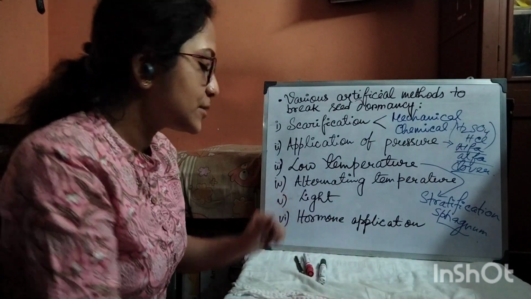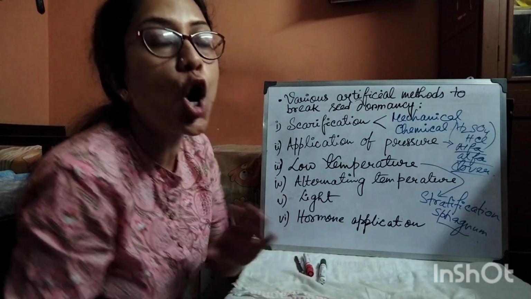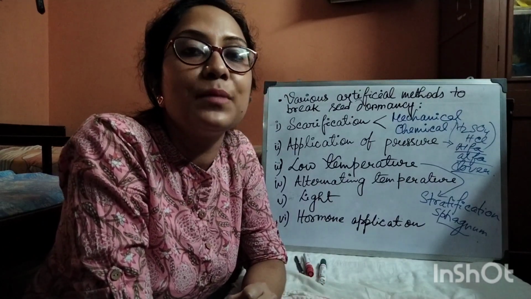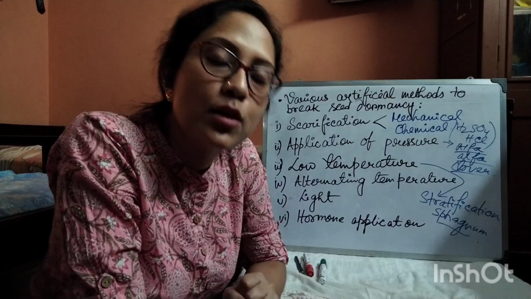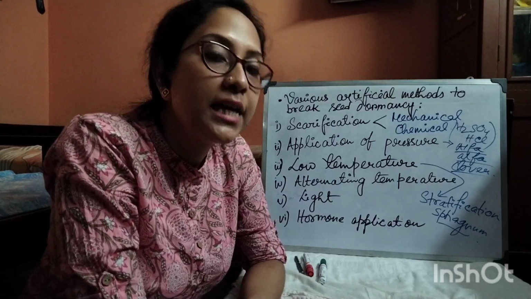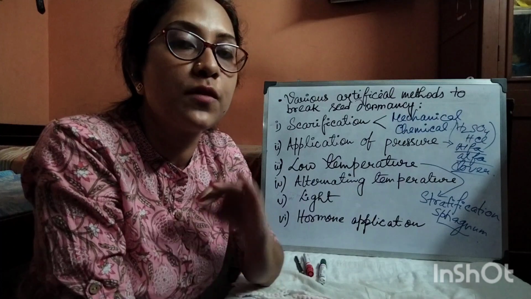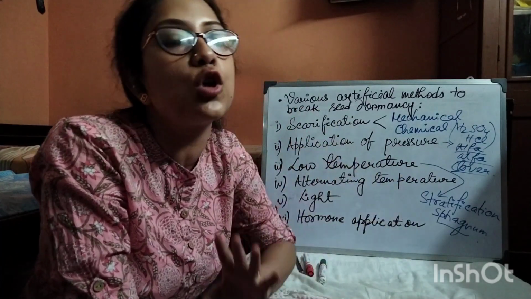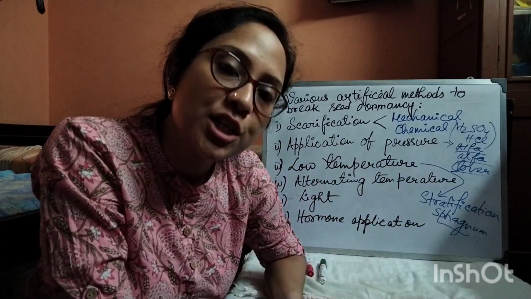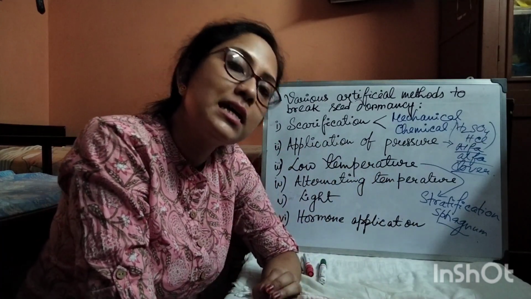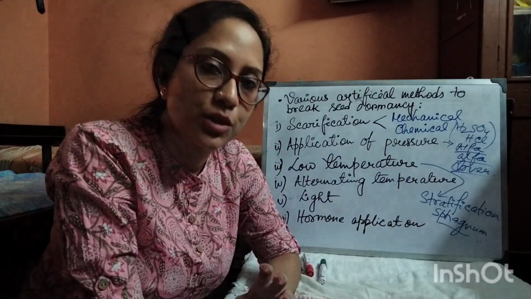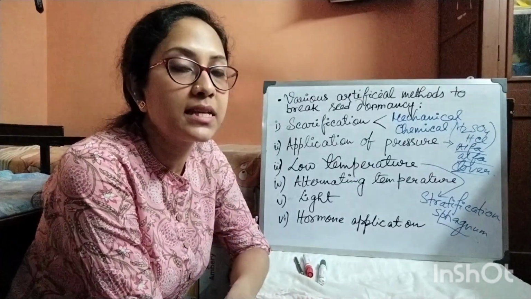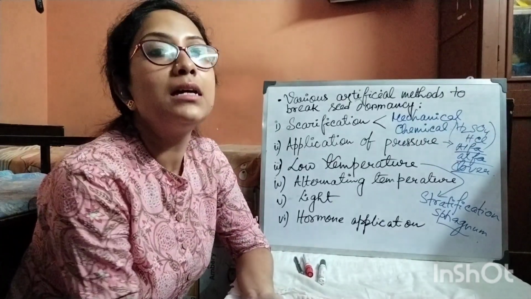The next portion is hormone application. We all know that cytokinin hormone is meant for cell division. Gibberellin hormone is meant for seed germination. If we artificially apply these hormones from outside to seeds which are unable to germinate or remain in a dormant state, then upon application of these hormones, the seeds will definitely germinate. These are the various artificial methods by which we can break the dormancy of any seed and make it germinate.